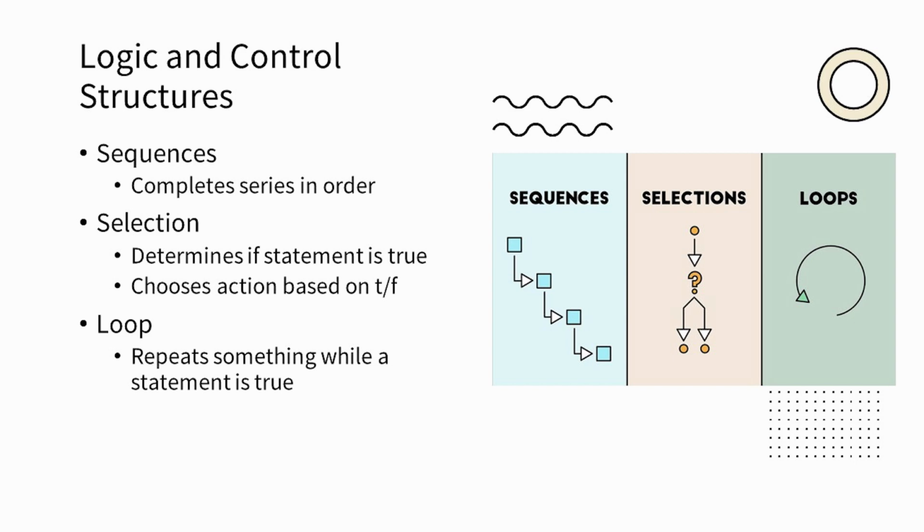The last is loops. This code will continue to run on repeat and complete the same action as long as the statement is true. It is similar to a decision or a selection where it will make a decision on what it needs to do, but this one repeats infinitely as opposed to a selection which repeats once.